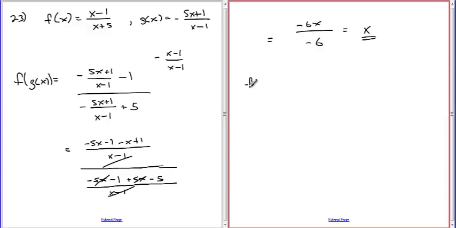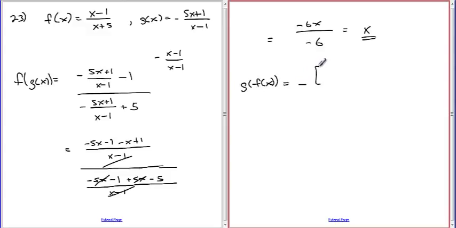And then you have g of f of x. So it's kind of the same thing, g of f of x. So we plug that in here. Oh, that's what I already did. We've got to go the other way. So we're going to plug that into there.